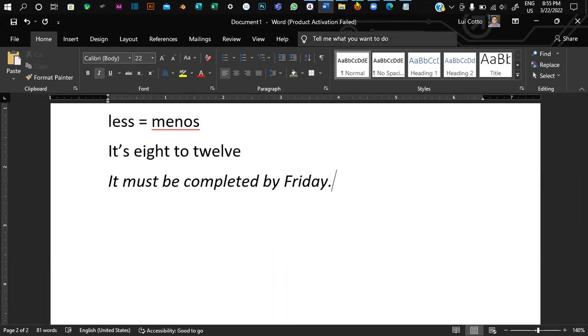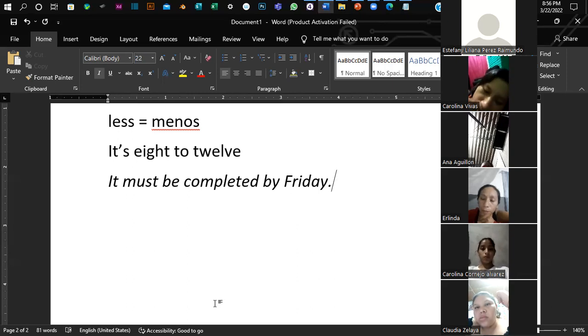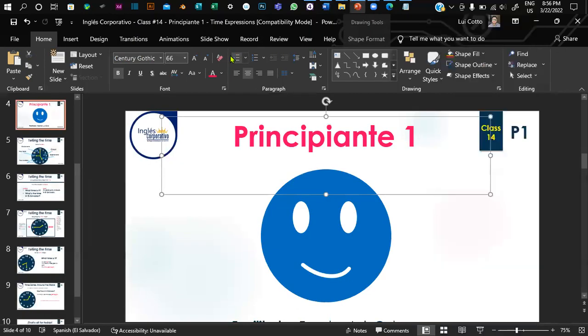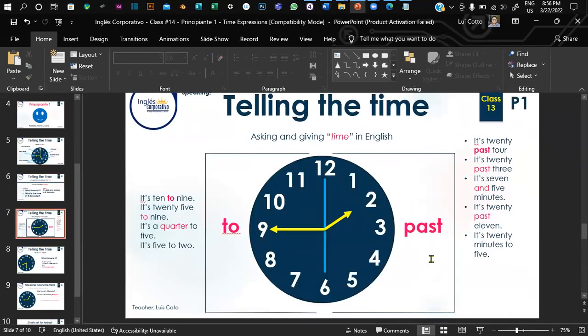Are you doing the exercises with the platform? Yes? Erlinda, yes? Are you doing the exercises? Carolina? Yes, okay. Every lesson that we see, you need to complete the assignments. Any problem that you have with the platform? No, no by the moment. Okay, very good. Excellent. So, questions about the topic? No questions.